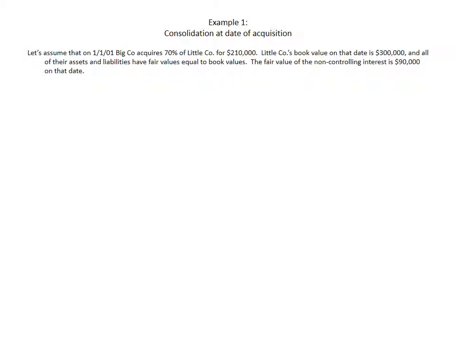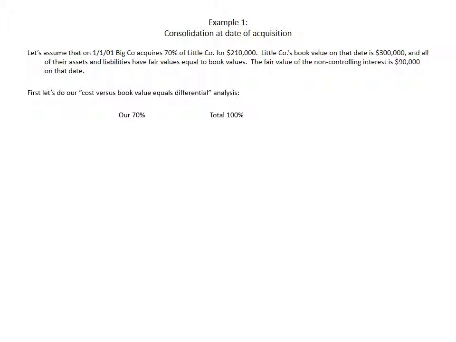Now let's go ahead and do a simple example of a consolidation at date of acquisition. Let's assume that on January 1st, 2001, the ever-present Big Company acquires 70% of the similarly ever-present Little Company for $210,000. Little Company's book value on that date is $300,000, and all of their assets and liabilities have fair values equal to book values. The fair value of the non-controlling interest is $90,000 on that date.